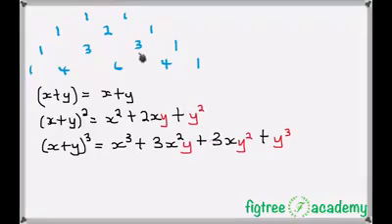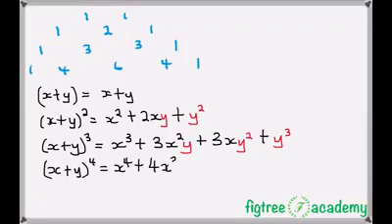Then the coefficient here is 3, then x, the power is reduced to 1, x to the power 1, and here the power is increased, y squared. So x cubed plus 3x squared y plus 3xy squared plus, the coefficient is 1, you don't write it because it is 1, then x here would become x to the power 0, which is 1, we don't write it, then here it is still increasing, the last term will be y to the power 3, y cubed.